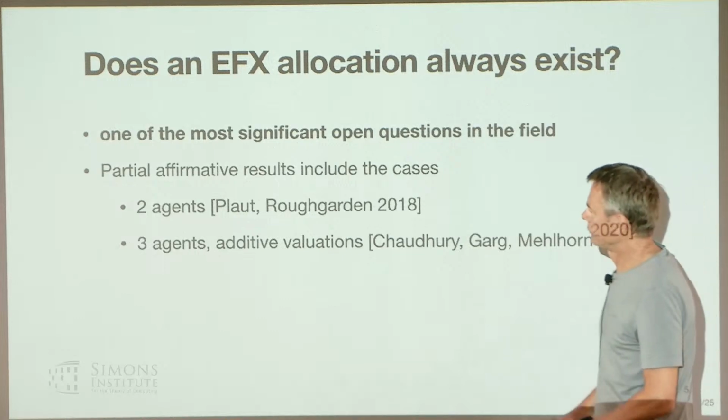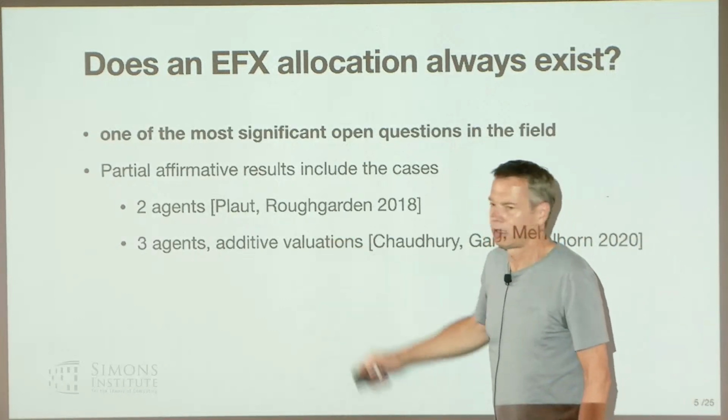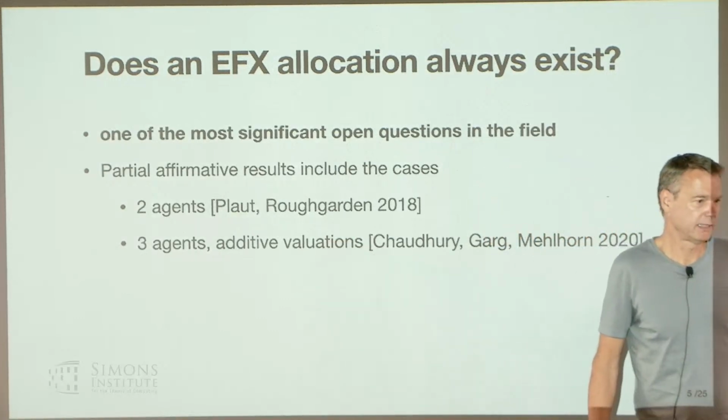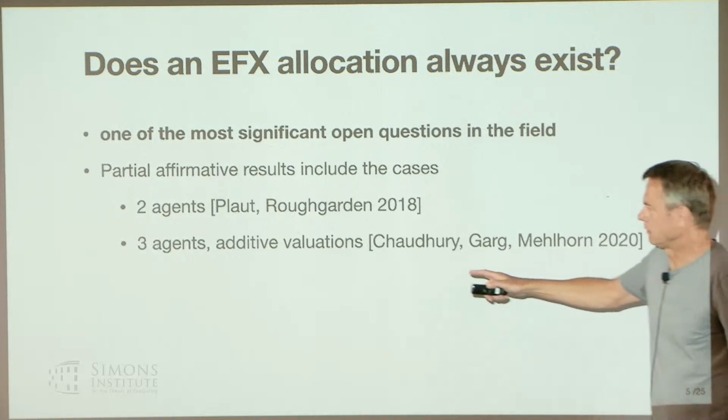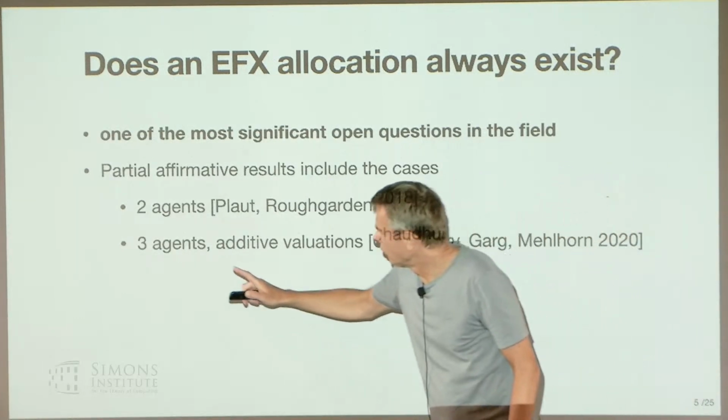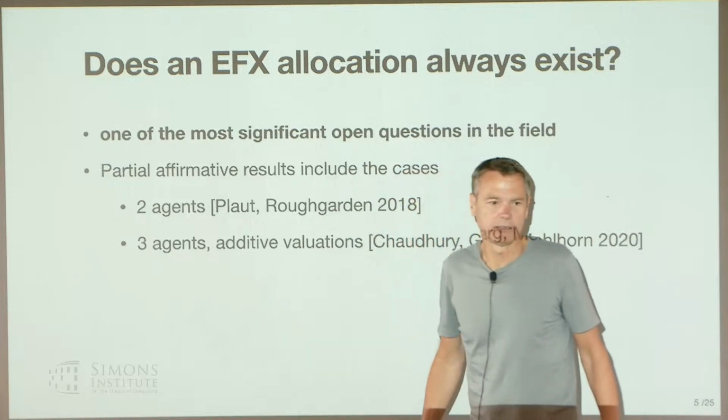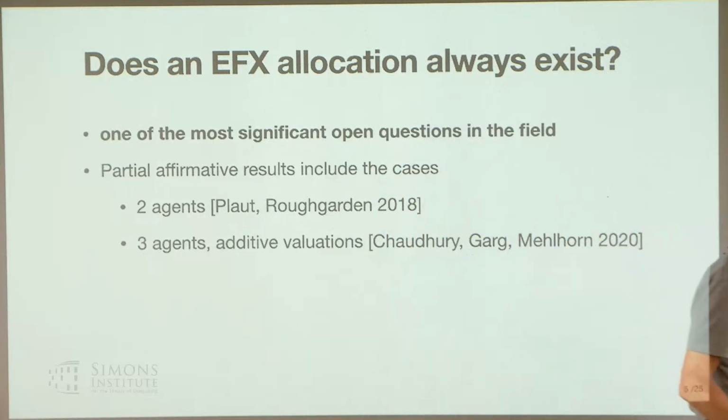For instance, if there are only two agents, then there always exists an envy-free X allocation. And if we have three agents and we have additive valuations. So I think the first open case would be 4 agents and additive valuations.